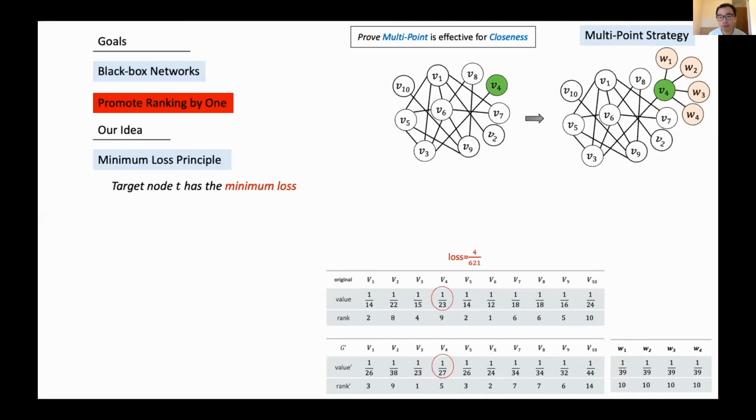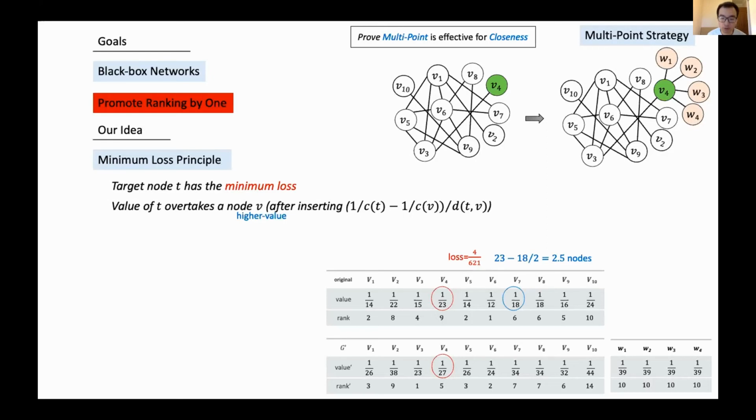As we see from the table, the target node has the minimum loss, and we cannot find other nodes whose loss is smaller than this. The second condition is similar to the maximum gain principle. That is, after we keep decreasing at a certain point, the value of the target node will overtake a higher-value node. In our example, node V7 has a value higher than the target node in the original graph. But after we insert more than 2.5 nodes, we can prove that in the new graph, the centrality value of the target node will overtake it.